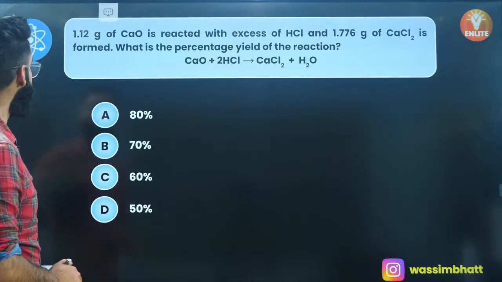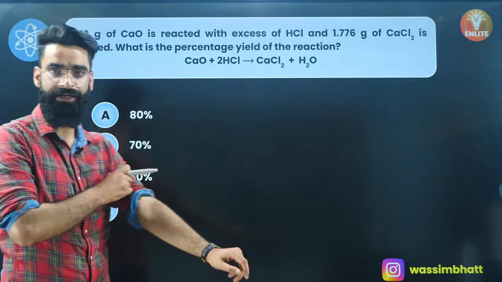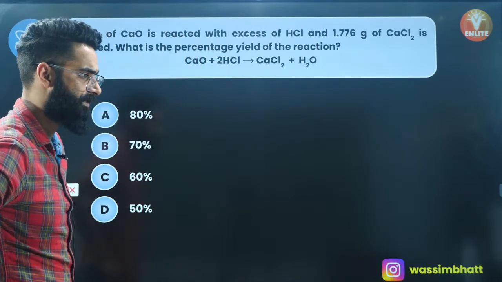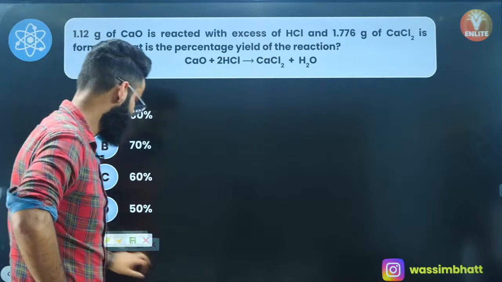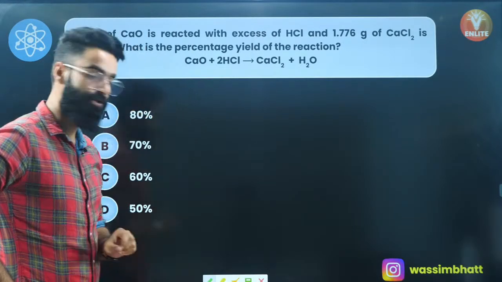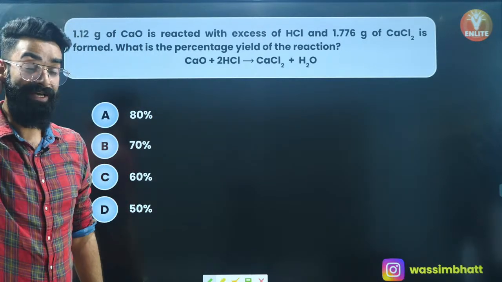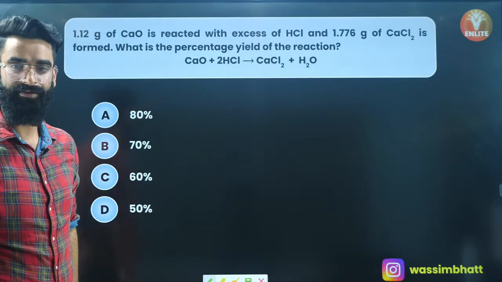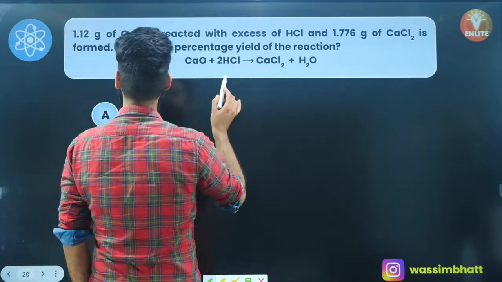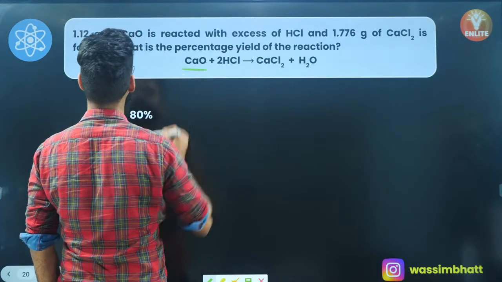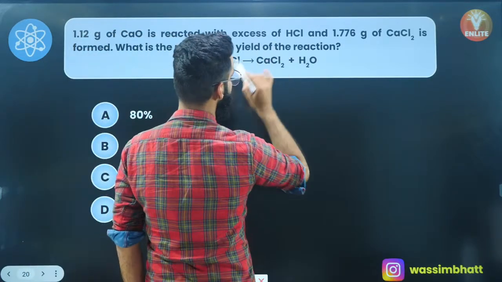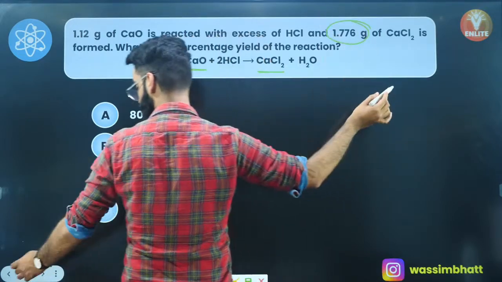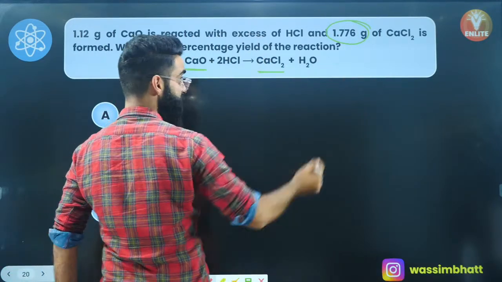And how do we solve the question based on this one? Have a look. This one simple question which I've taken into consideration right here. I need to calculate percentage yield of this reaction. See guys, as I told you, how do we calculate percentage yield? It's going to be experimental amount divided by expected amount multiplied by 100. That's all. See guys, as per the equation, 1.12 grams of calcium oxide is reacted with excess of HCl and 1.776 grams of CaCl2 is formed, right? So this is something which is given to me as per the question.